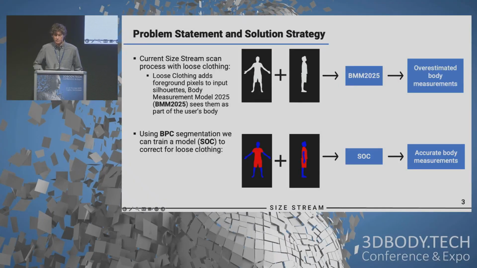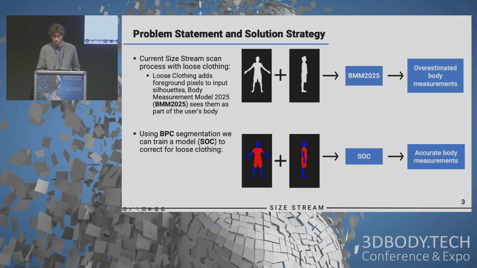The top row diagram shows at a high level how our current system works when a user scans with loose clothing. We have our scanning application guide the user into front and side view poses as shown. The images are segmented on device to preserve privacy before being used as input. What comes out of this, in this case, are inaccurate and often overestimated body measurements. The problem is that the segmented images going into the model have been adversely affected by loose clothing.